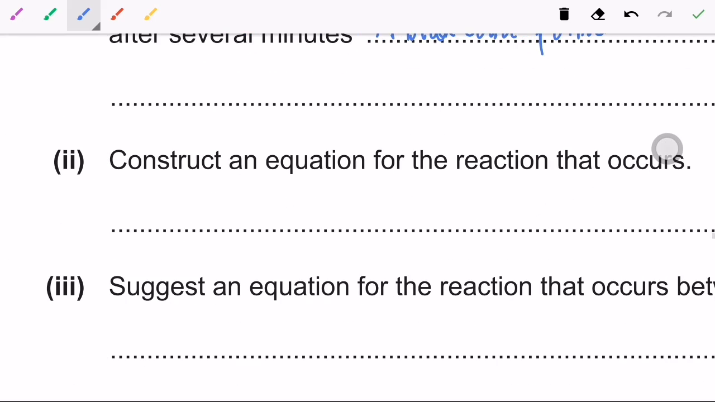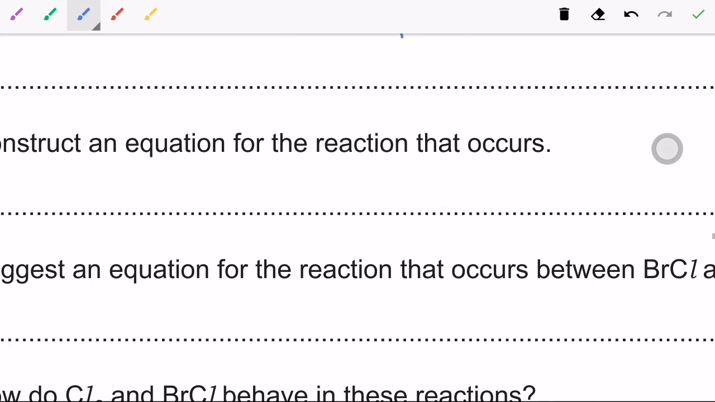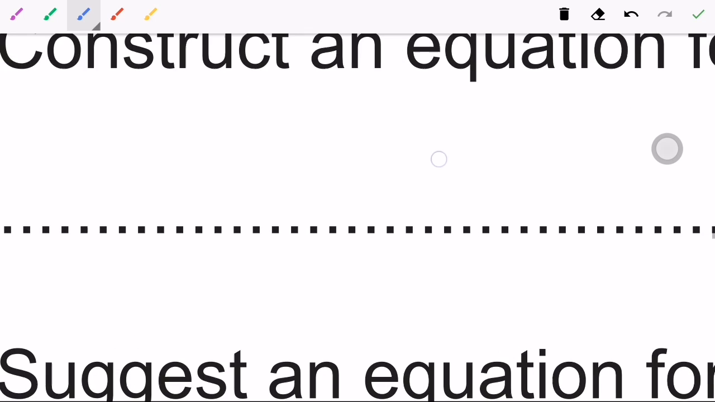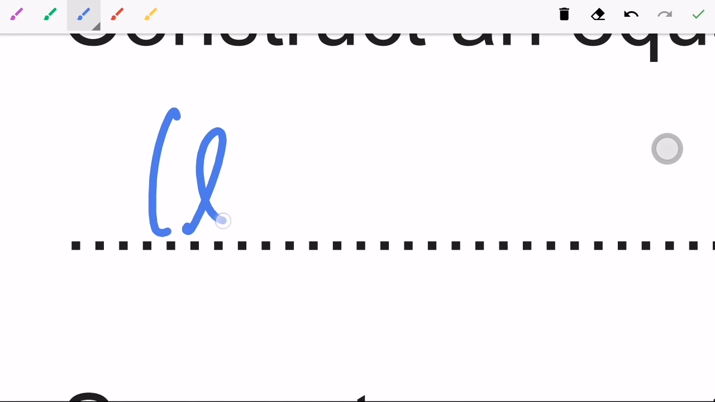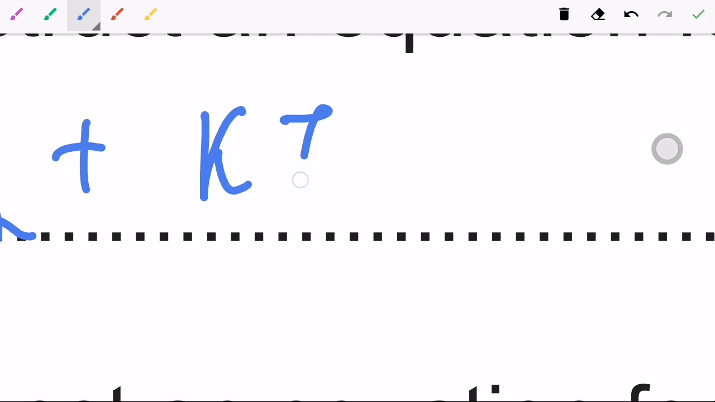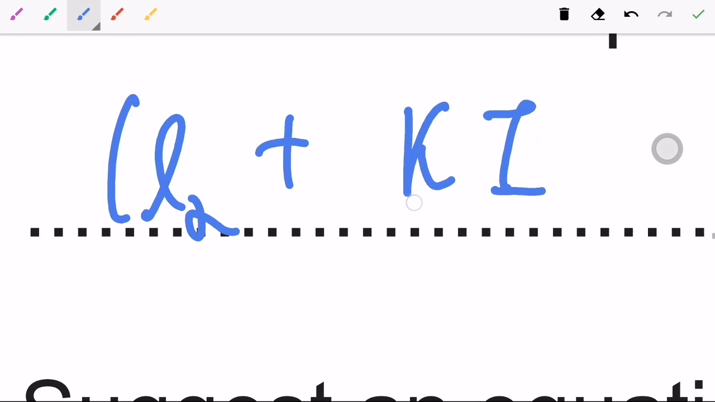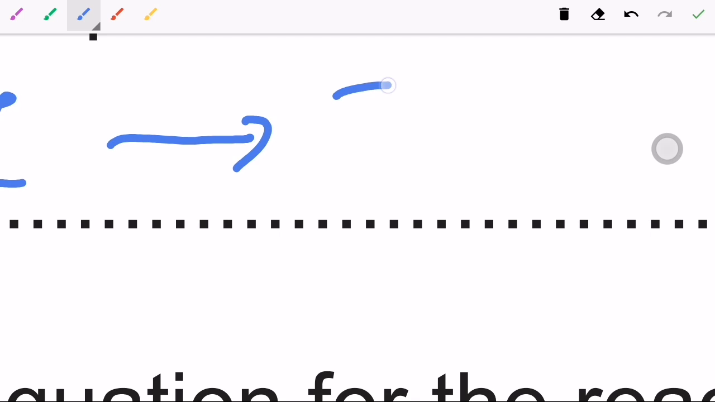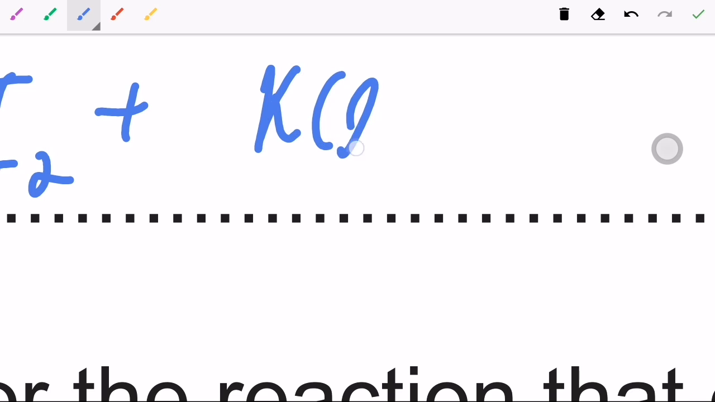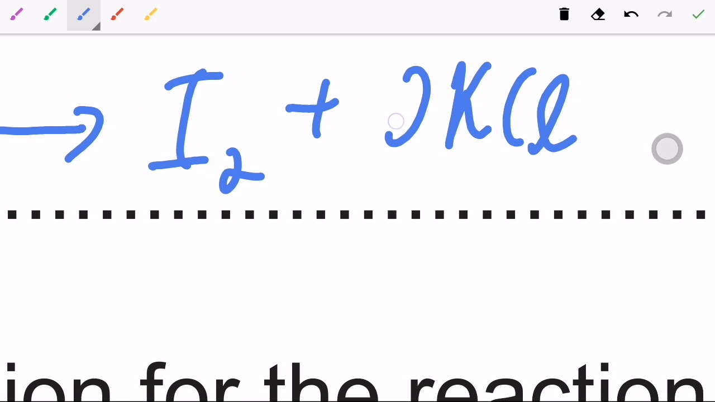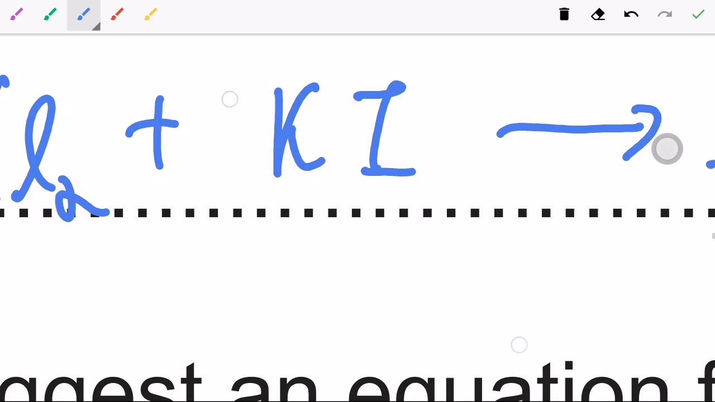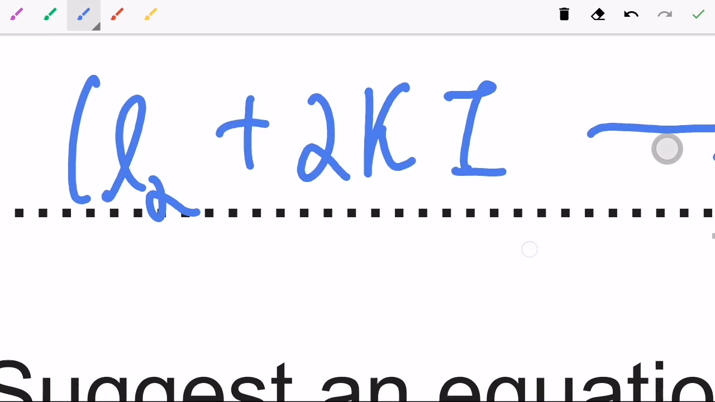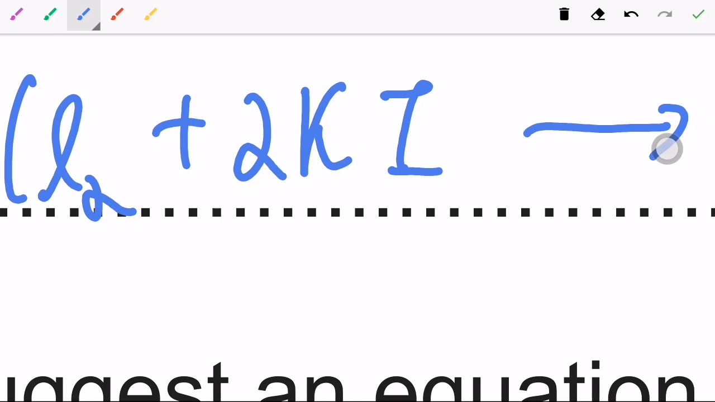Construct an equation for the reaction that occurs. Of course you've got Cl2 because they added Cl2 there, and potassium iodide. I'm leaving a bit of space so that I can add any numbers if I want. Of course you must have iodine because that's the thing being displaced, and you must have KCl. You must have two of this and, with simple balancing, two of this. Or you can have half and half. It doesn't make a difference.